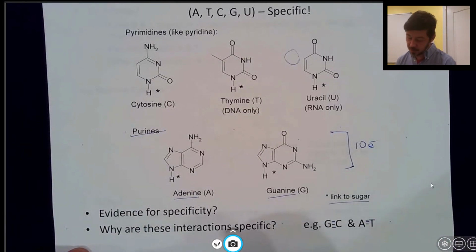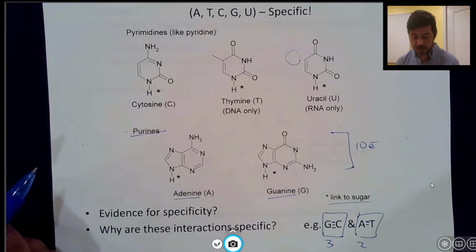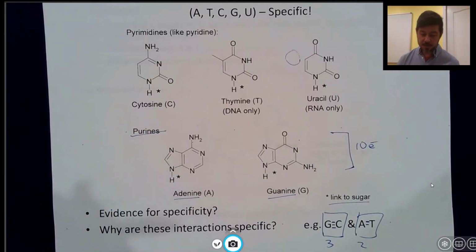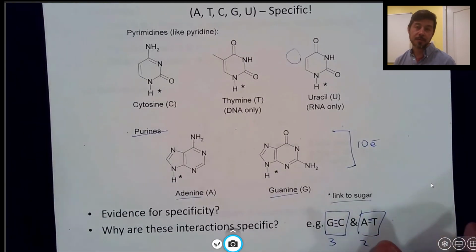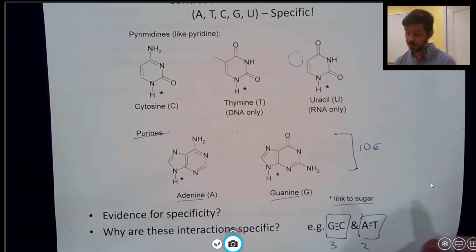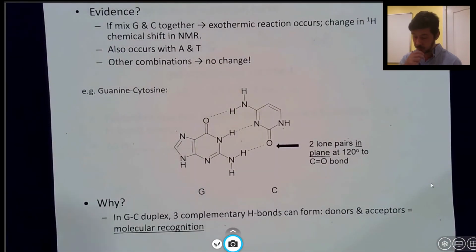These interactions are specific, but why are they specific? So 3 hydrogen bonds, 2 hydrogen bonds. They are specific because, based on their hydrogen bond donor and acceptor orientation, they form a perfect hydrogen bond fit. It's really quite remarkable. And what is the evidence? We've told you that in biochemistry and biology classes, but from a chemical point of view, there are many different ways you could try to understand how this works.